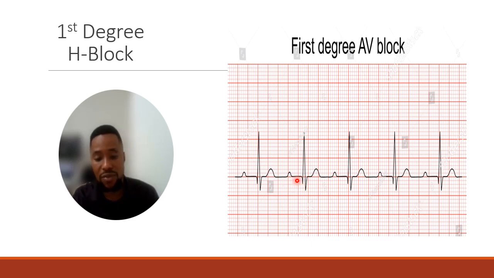These are about 5 and these are about 7. And it's going to be consistent. You will have it 7 here, 7 here, 7 here, 7 here. So it's going to be consistently prolonged like that without a drop in QRS complex. So when you have this, you say it's a first degree heart block.